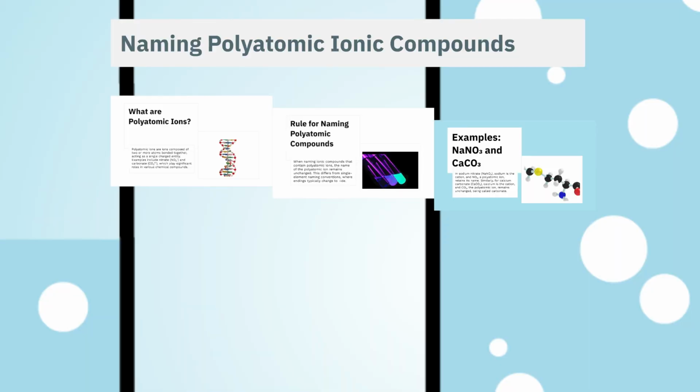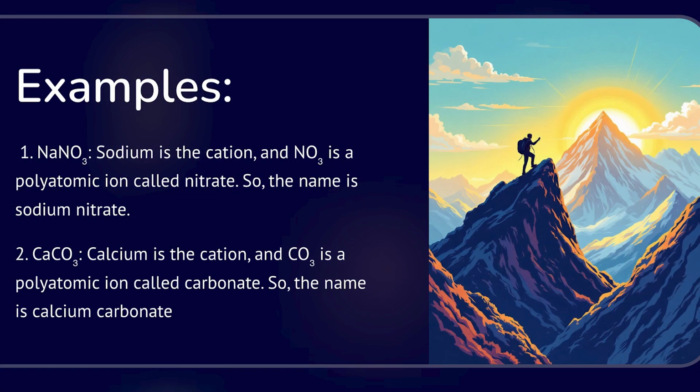Now, let's talk about polyatomic ions. These are ions made up of more than one atom. When naming an ionic compound that contains polyatomic ions, the name of the polyatomic ion stays the same. For instance, NaNO3. Sodium is the cation and NO3 is a polyatomic ion called nitrate. So, putting it together, we have sodium nitrate.